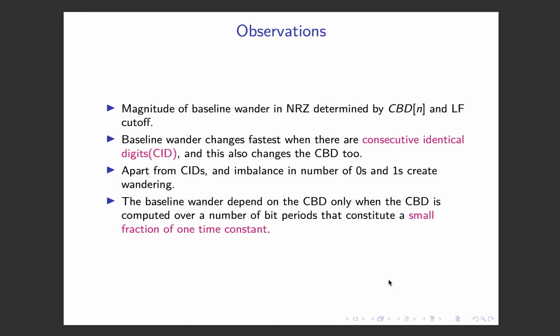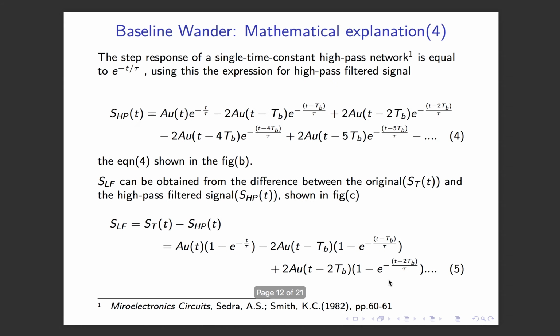So now what we have observed from the previous plots and equations is that the magnitude of the baseline wander in this scheme is determined by the CBD and the low frequency cutoff, because if there are more consecutive ones or more consecutive zeros, the CBD will change and the lower frequency cutoff will change also.